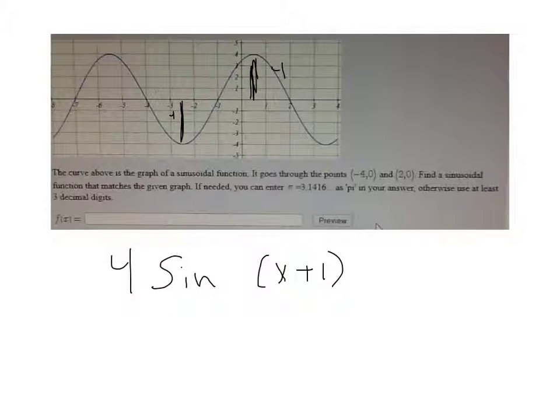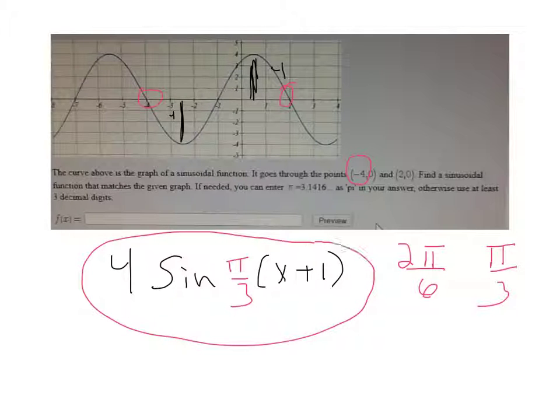Now, why they told us that it crosses through negative 4, 0 and positive 2, 0, I'm seeing that's a repeat. I'm seeing that that's where it does a full repeat. So that's the period. So that's a distance of 6, right? 6 units in between there. So 2 pi divided by 6 gives me a b number to put in front of everything, pi over 3. And because it's not shifted up or down, I don't have to worry about that. That should be the graph of that function.